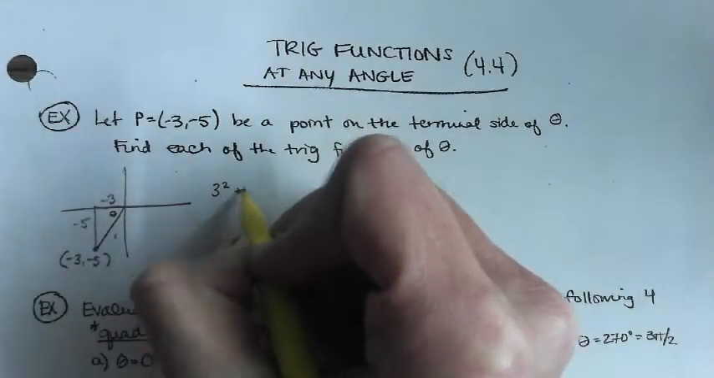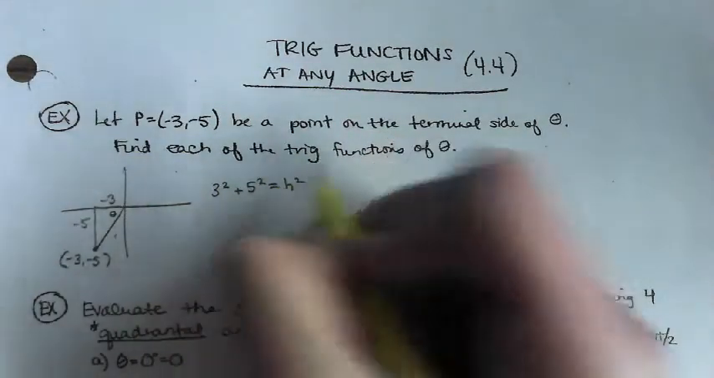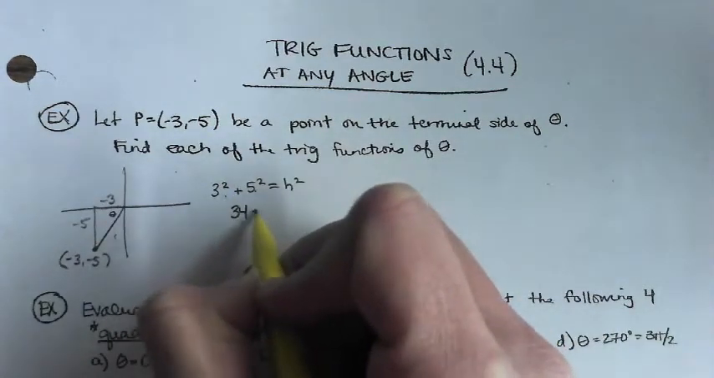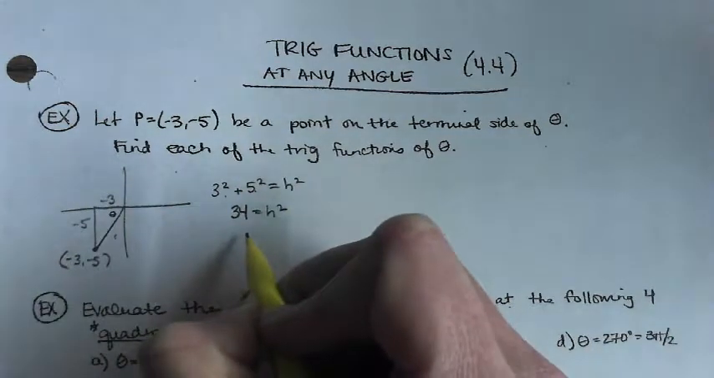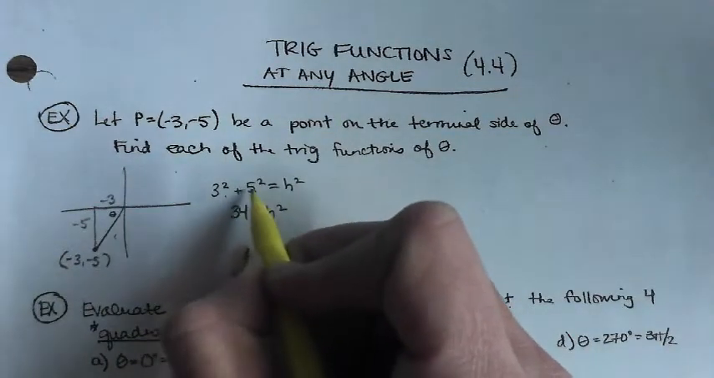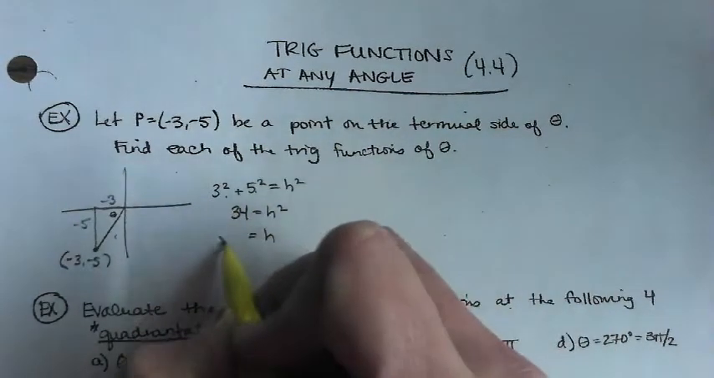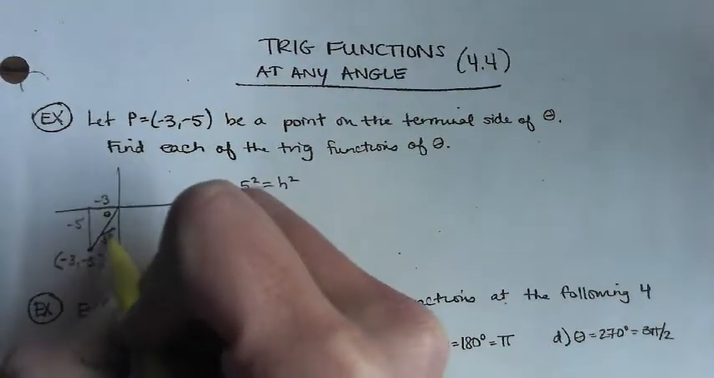3 squared plus 5 squared equals the hypotenuse squared. 25 plus 9 is 34. Isn't it? 25 plus 9. So the hypotenuse is root 34.